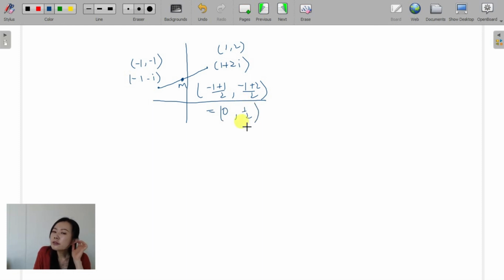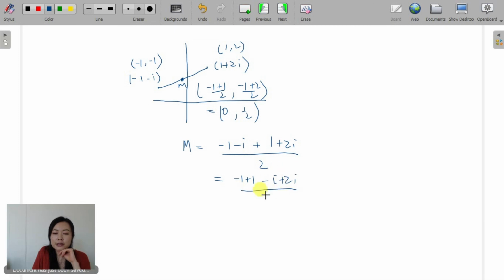But what I want you to draw your attention to is the fact that the way complex numbers work is like coordinates, right? So if I ask you to find the complex number it represents, you add the two numbers together and half it, right? Just like how a midpoint formula would work. And you gather your real and imaginary parts together. So that's 0 plus half i, or just half i in this case.